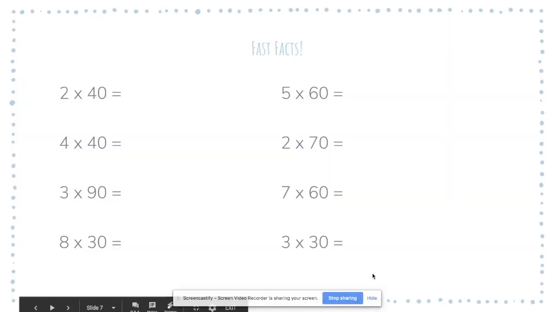Oh, snap. So I wonder if I can figure these out very quickly. I'm thinking 2 times 4 is 8, so 2 times 40. See how quickly you can do these and see if you can figure out before the answer pops up. Ready, go.